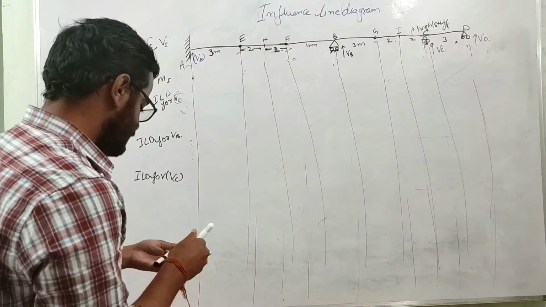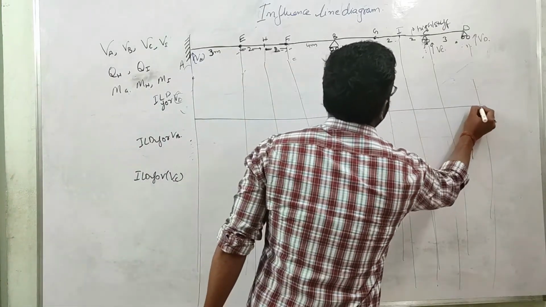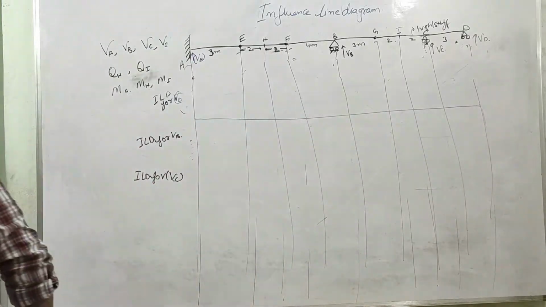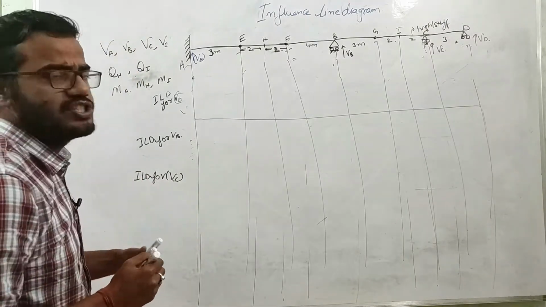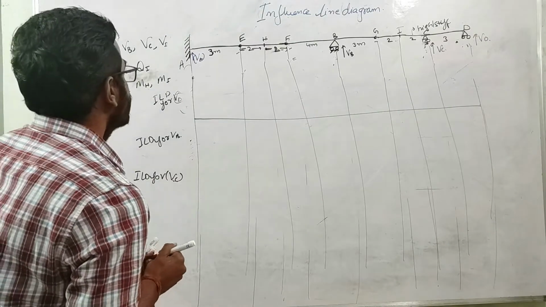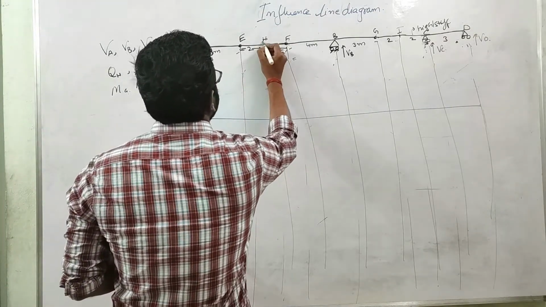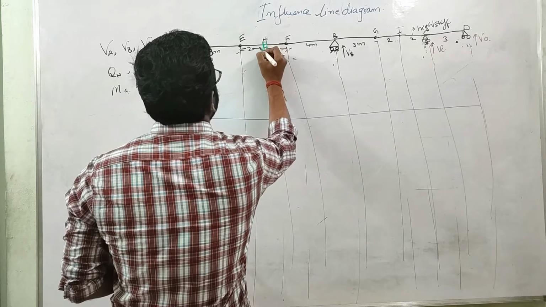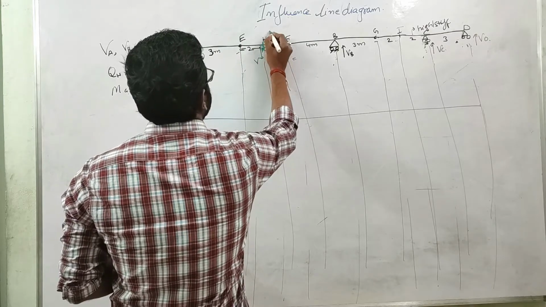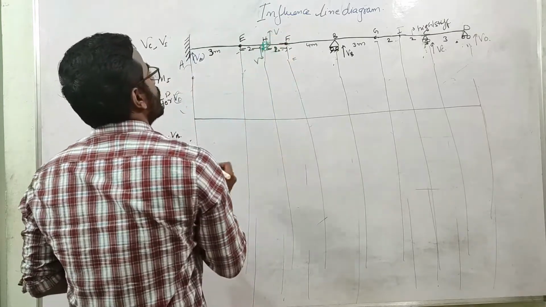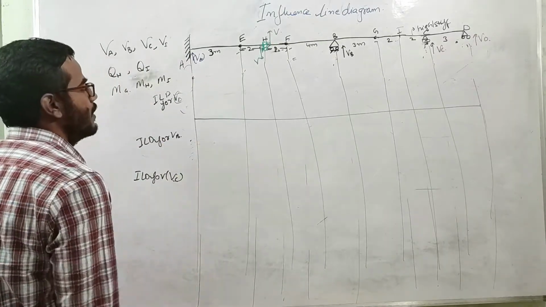Okay, so now we need to draw the ILD for shear force at point H and I. First we'll draw the shear force for the point H. So when we are drawing the shear force at point H, we need to release the shear force at this point. And this is the actual condition where the shear force is acting like this. And we need to give some unit deformation along these shear forces.